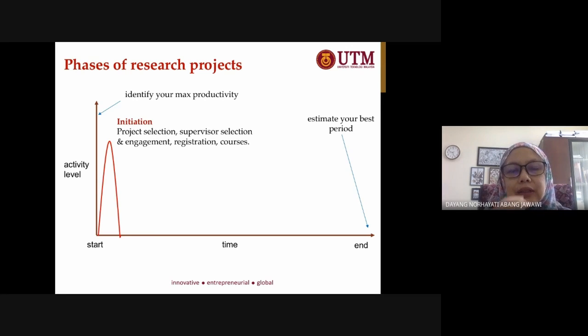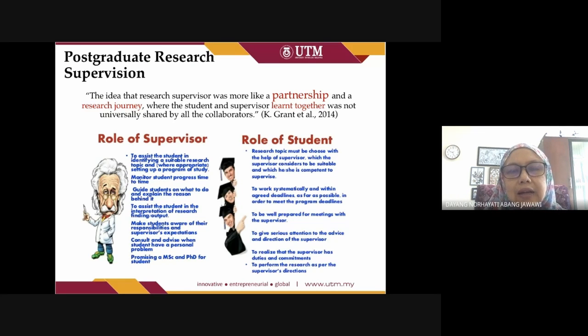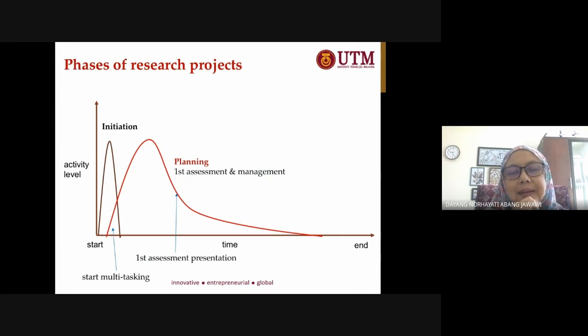So the first is initiation. Initiation is where you engage with your supervisor, you choose your subject and project, and then you register and enroll your courses. Each supervisor and student must know their responsibility. And when you plan, it is very important for your first assessment. First assessment is the plan for your MPhil or PhD.